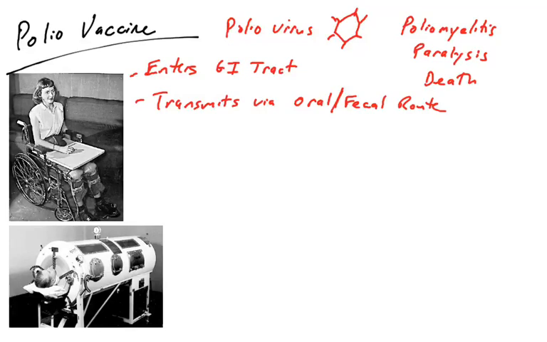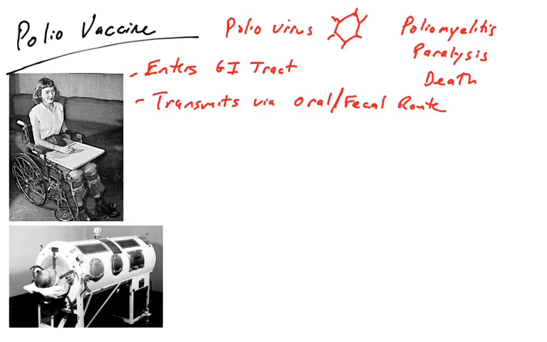So let's talk about the polio vaccine, the different versions of polio vaccines, and problems with the polio vaccine. So polio virus is an RNA virus that is transmitted via the oral-fecal route. That means individuals typically become infected by ingesting the virus, and the virus infects cells in the GI tract, and individuals shed the virus via their fecal matter.